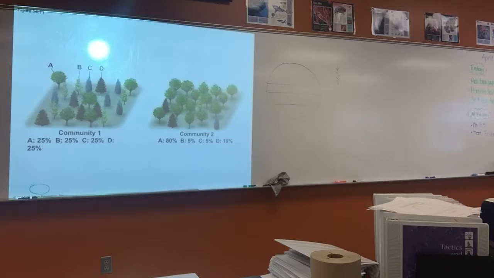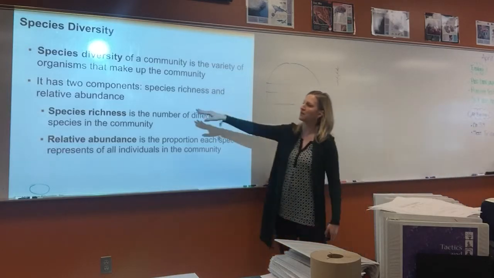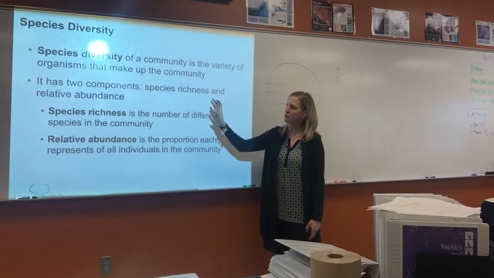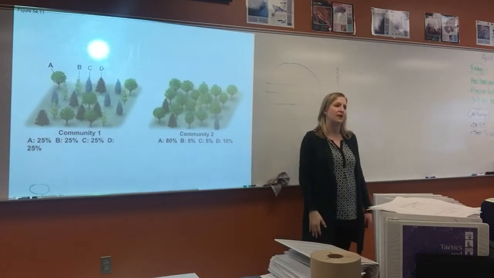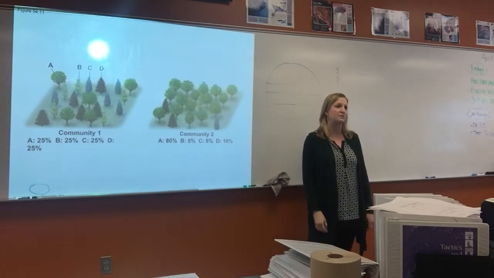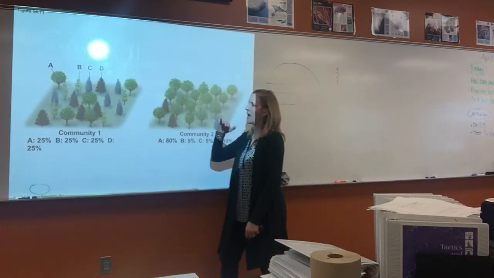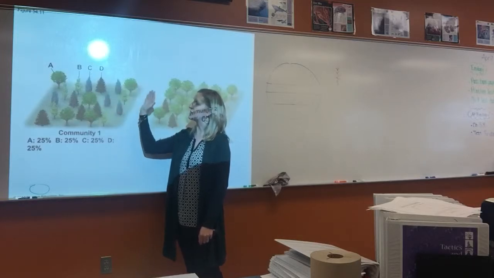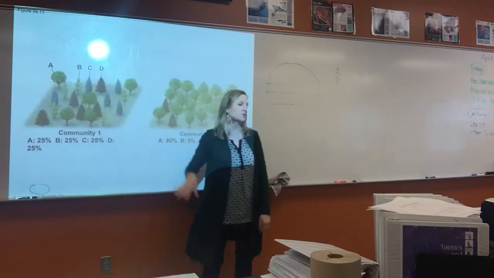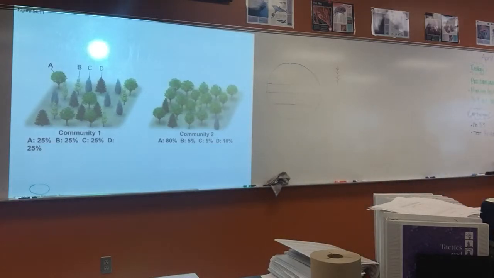So overall, we wrote here that species diversity has 2 components, species richness and relative abundance. Taking in those 2 components, which community would you say is the most diverse? Community 1. It not only has different types of species, but the proportion of those species is also diverse.